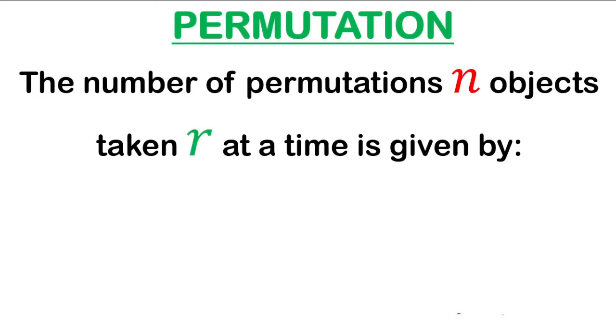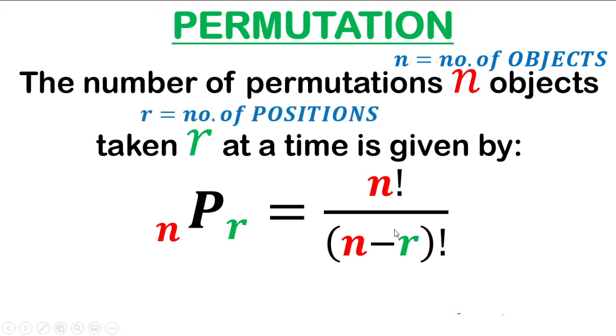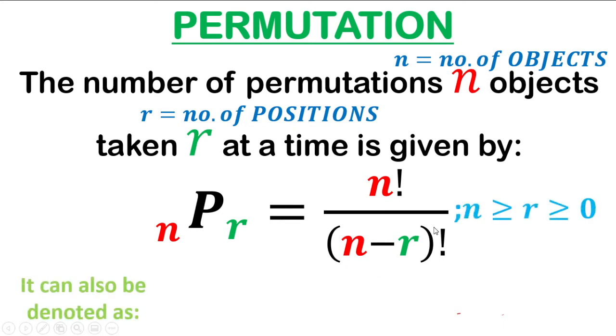So the number of permutations of n objects taken r at a time is given by the formula nPr, or the permutation of n things taken r at a time, is equal to n factorial over n minus r quantity factorial, in which n is the number of objects and r is the number of positions or the number of items to be taken at a time. And remember that the value of r must be less than or equal to n, or greater than or equal to 0.